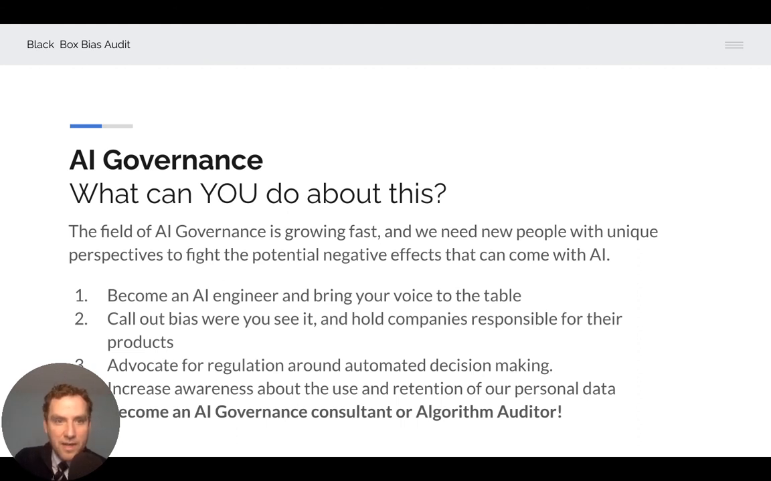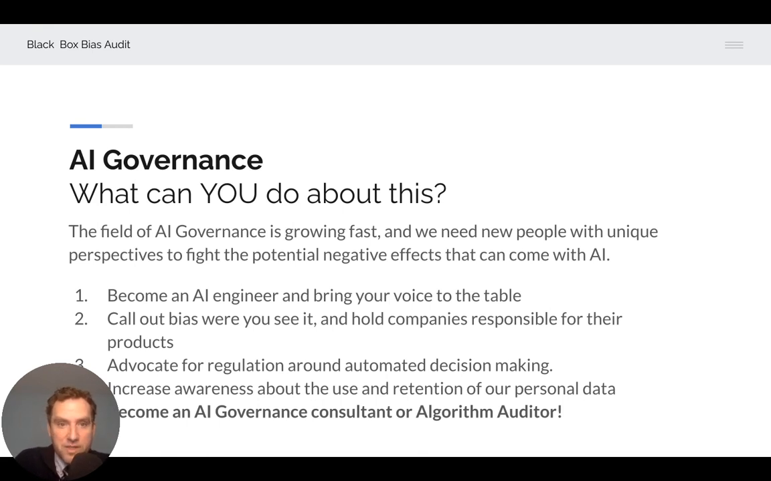So what are the ways you can do that? You can become an AI engineer and bring your own voice to the table. So you can get into the actual engineering and bring your perspective to the development of these technologies. You might just call out biases when you see it, right? And this is a really important advocacy. You know, hold companies responsible for their products. You can advocate for regulation around automated decision making. So you might try to push regulators to do more about it, and to pass legislation on this.